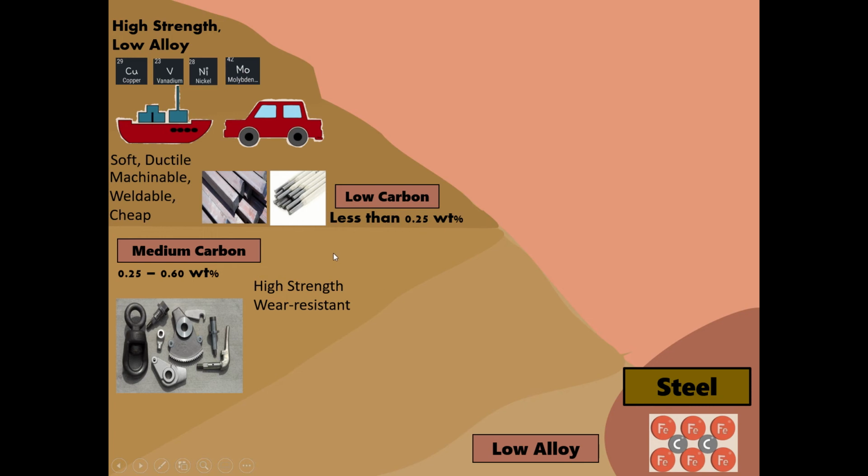So mostly engine parts, yeah. And we can also further improve medium carbon steel by adding chromium, molybdenum, and nickel. So the third type is high carbon.